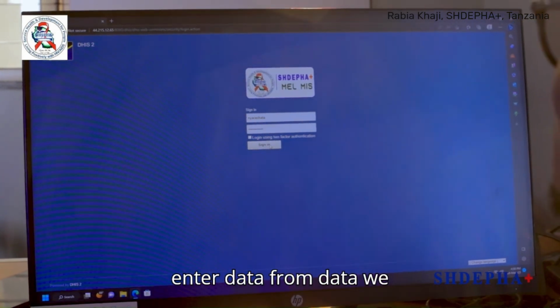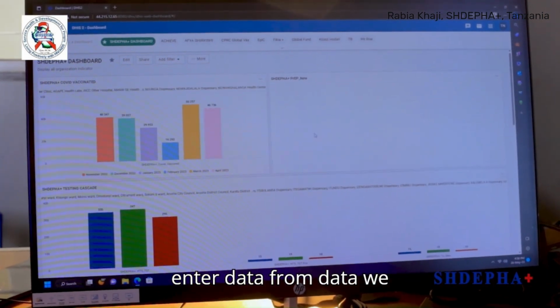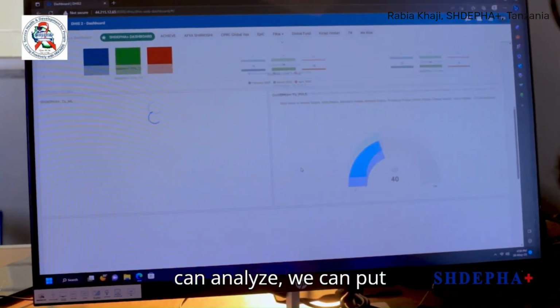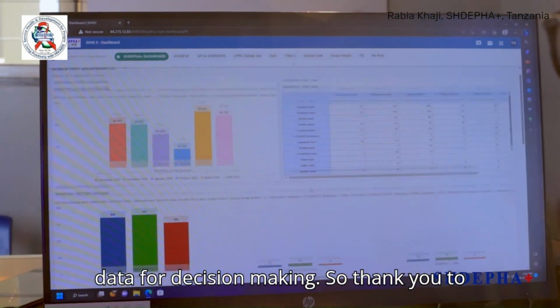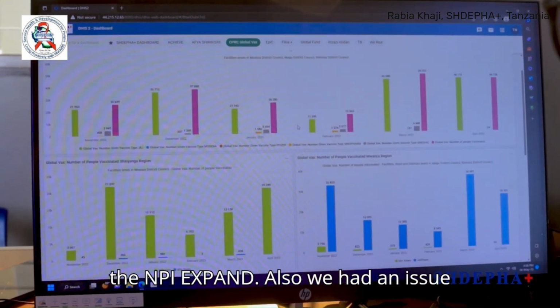So now we can enter data. From data, we can analyze, we can put dashboards, but also we can use the data for decision making. So thanks to the NPI EXPAND.